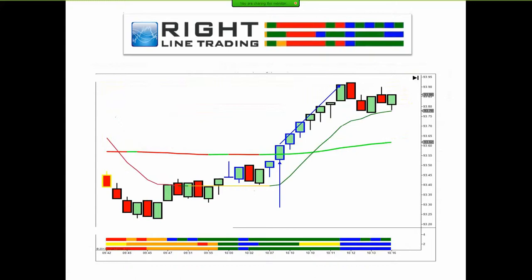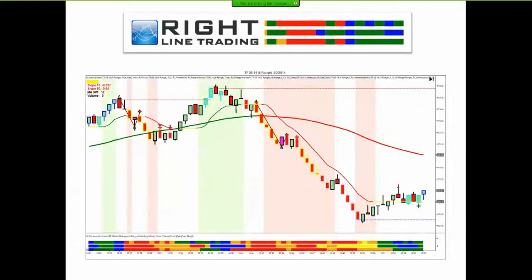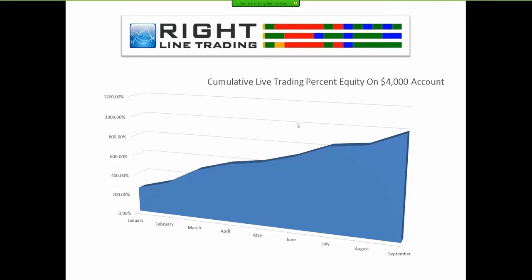Let me just scroll through these. Now, cumulative live trading room through September, we're up about $40,000. And that's trading 4 contracts. On a percentage basis, that's 1,000%.